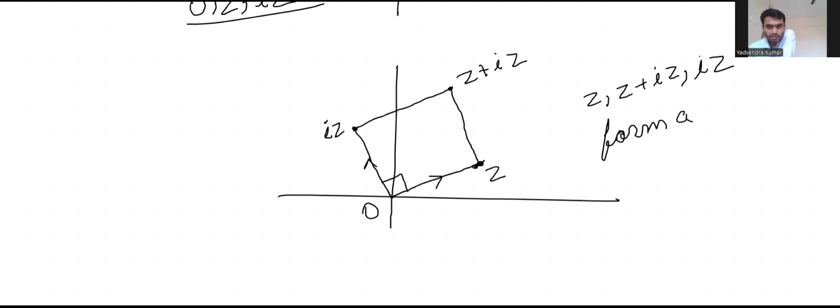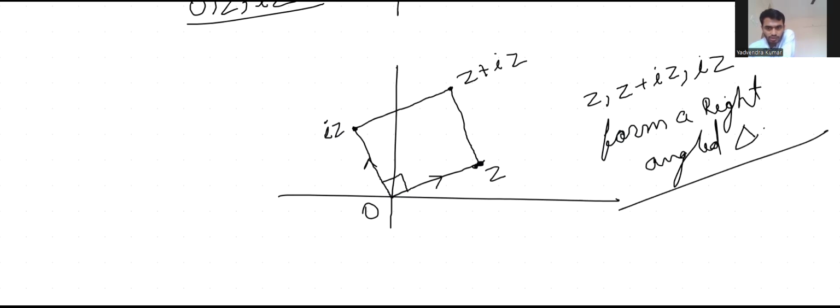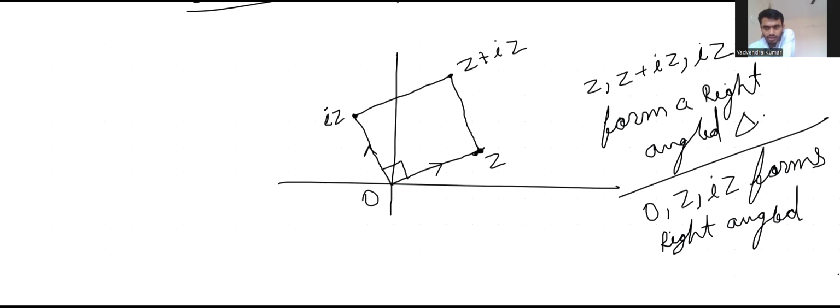So these points form a right angled triangle. Similarly, O, Z and iota Z form a right angled triangle.